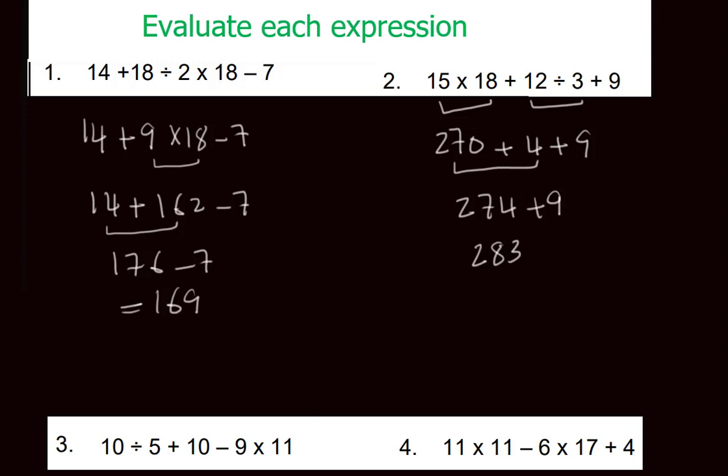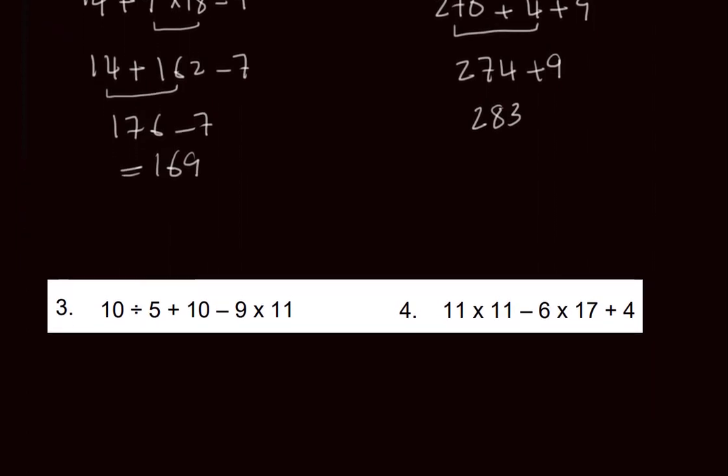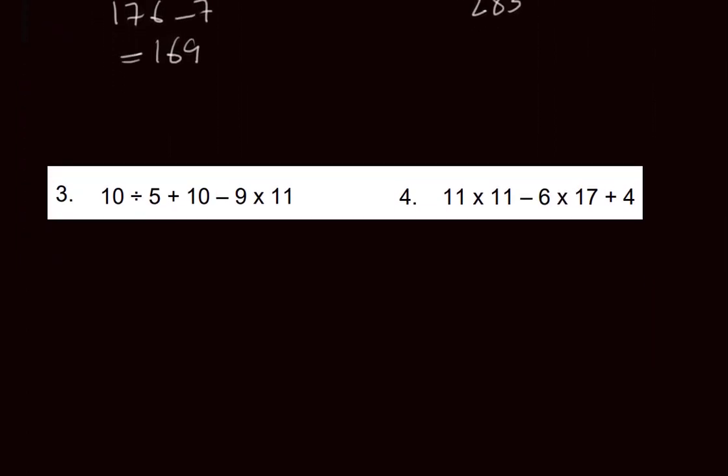So as you can see, if we follow the order of operations, it's easy to calculate all the numbers. So now let's do example number 3. You can see we have division, addition, subtraction, and multiplication. We will do the division, then the multiplication before we carry out the addition and subtraction. So 10 divided by 5 is 2. Then plus 10.